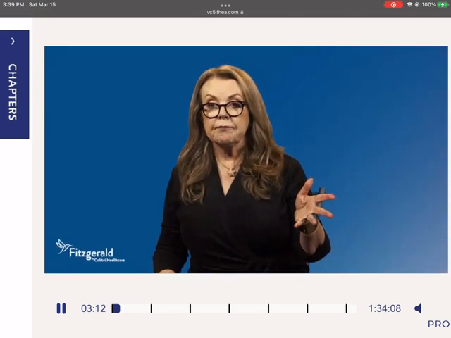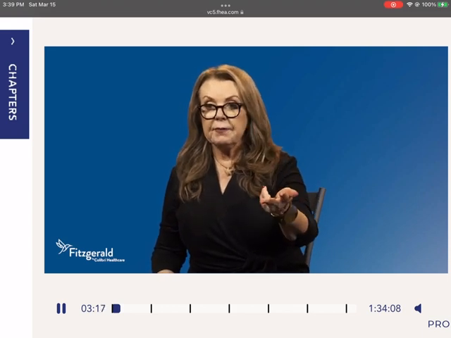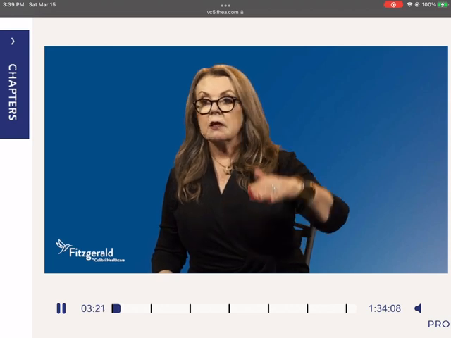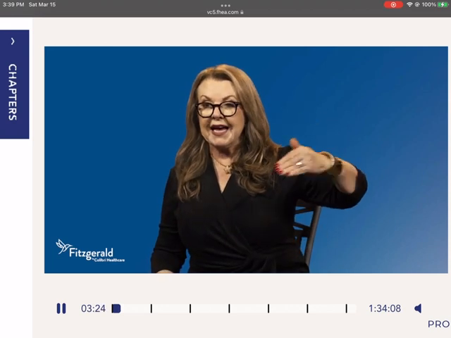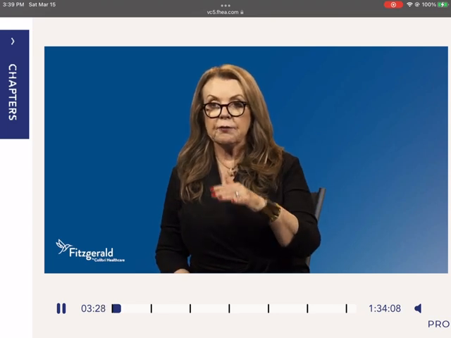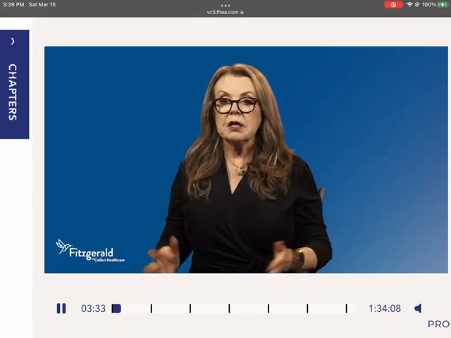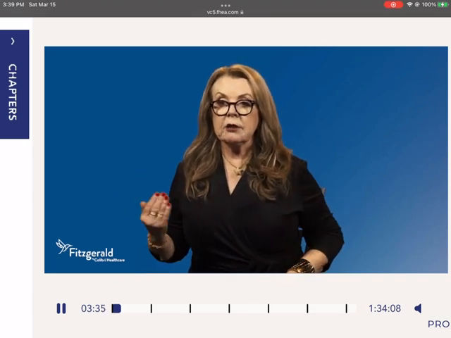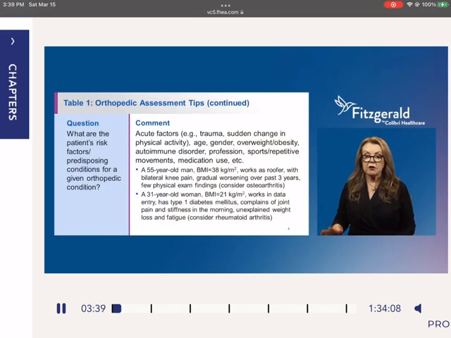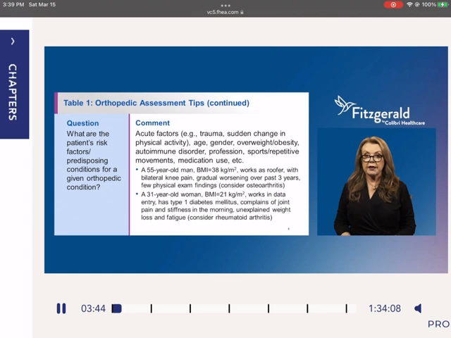Why would it be? Because she's younger, she's female, healthy BMI, works in data entry. There's nothing there to make us think, like with the roofer who's doing repetitive physical activity, there's nothing in the comment of her being in data entry, except maybe her hands could be involved. But the unexplained weight loss, the fatigue, this is classic presentation of RA. Also, the classic patient who develops RA.